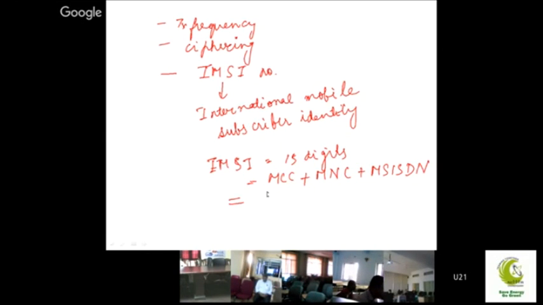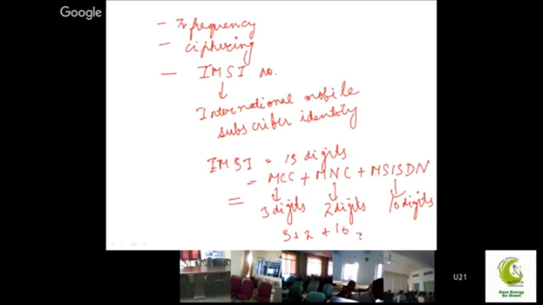Mobile country code is of 3 digits. Mobile network code is of 2 digits. And this is the mobile station international subscriber directory number. It is of 10 digits. It is basically a mobile phone number. So 3 plus 2 plus 10 equals 15.